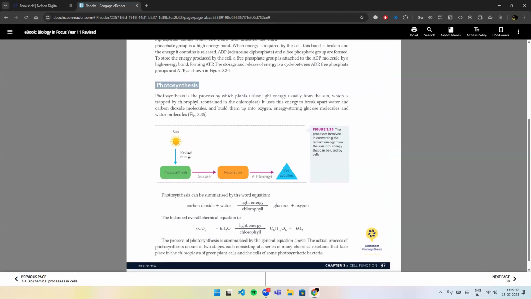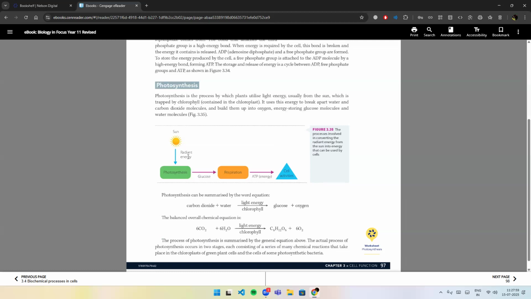Photosynthesis is the process by which plants utilize light energy, usually from the sun, which is trapped by chlorophyll. It uses this energy to break apart water and carbon dioxide molecules and build them up into oxygen and energy-storing glucose molecules, and water molecules. So, photosynthesis can be summarized by the word equation: carbon dioxide plus water, in the presence of light energy and chlorophyll, gives glucose plus oxygen.